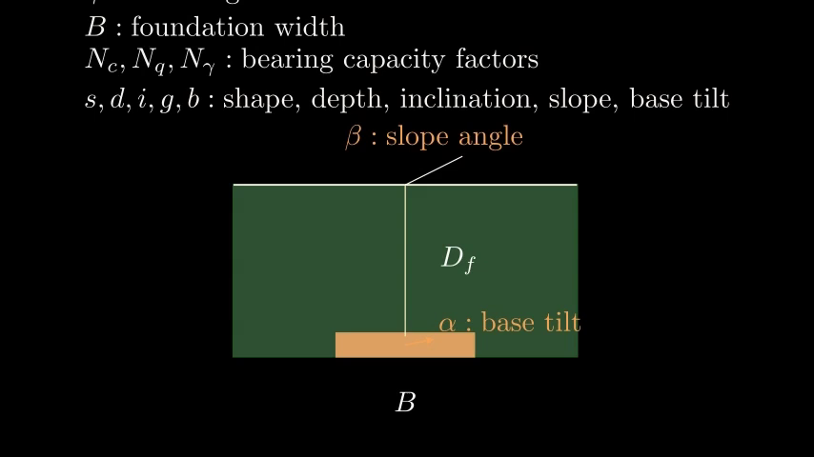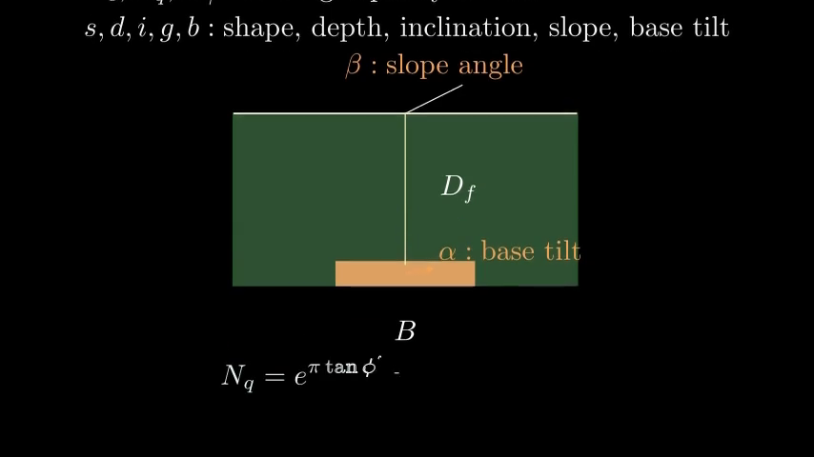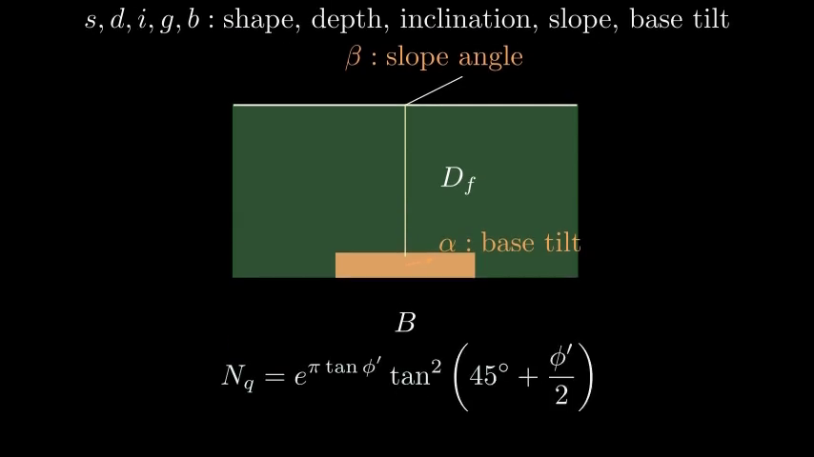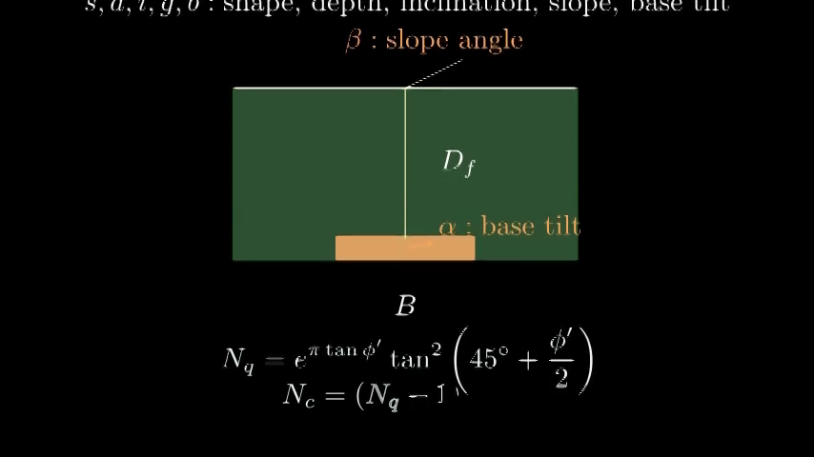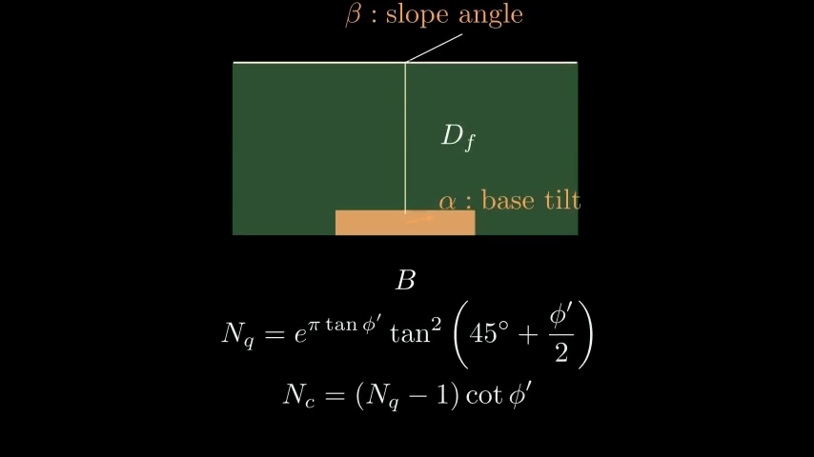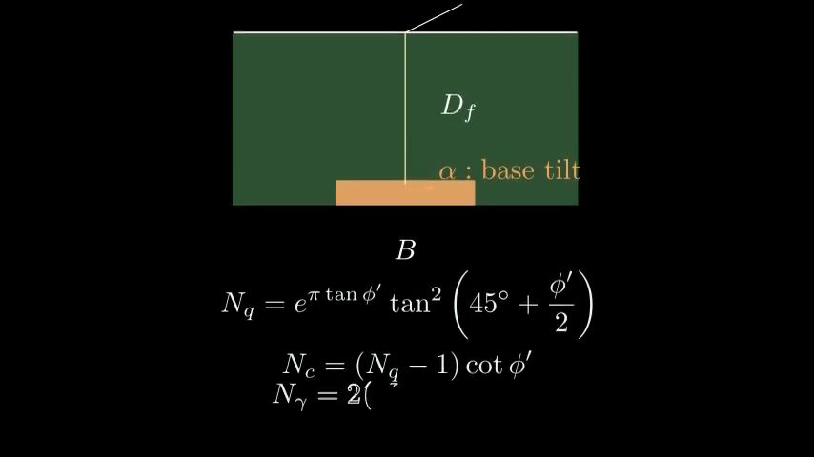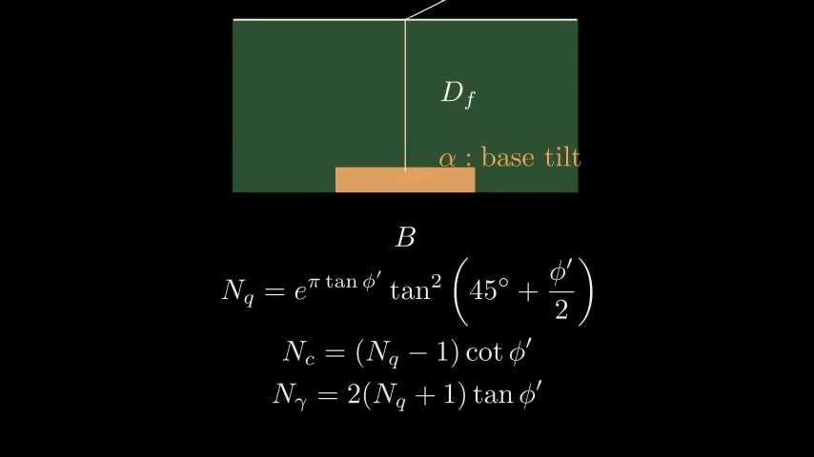The N factors depend solely on the effective friction angle phi prime. N sub Q grows exponentially via the tan of phi prime. N sub C is derived from N sub Q and cot phi prime, and the gamma factor uses Vesic's formulation with 2 times N sub Q plus 1 times tan phi prime.